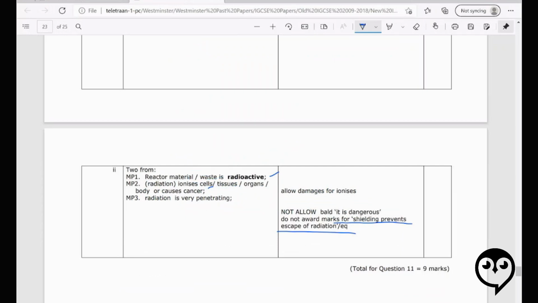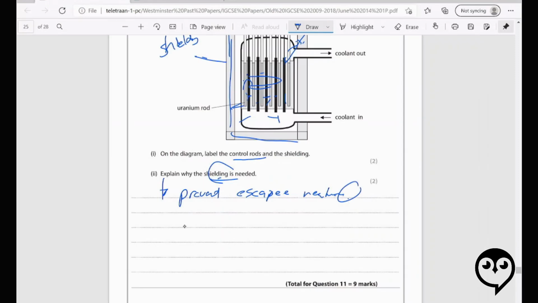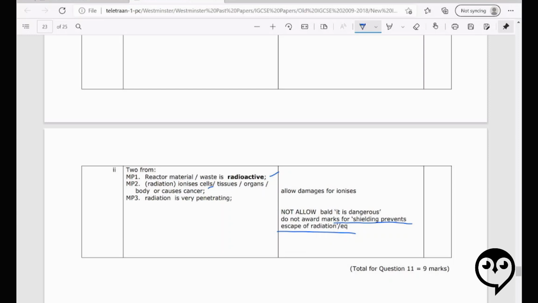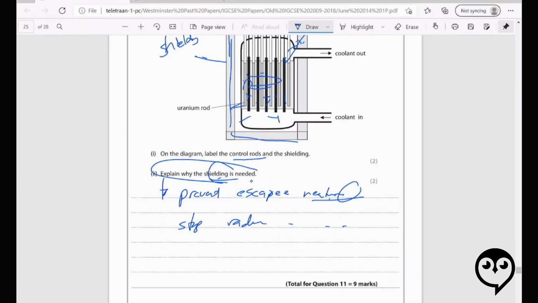You need to get into saying, hey, what does shielding do? It stops radiation from leaking out, okay? Meaning radioactive waste, radioactive decay, whether it's the neutron or whatever. But basically, it's going to prevent ionizing of cells and tissues, and it needs to be done because it's very penetrating. It needs to be thick, lead-lined concrete and that sort of stuff. So again, watch the vague wording, because sometimes they're looking for other things, aren't they?